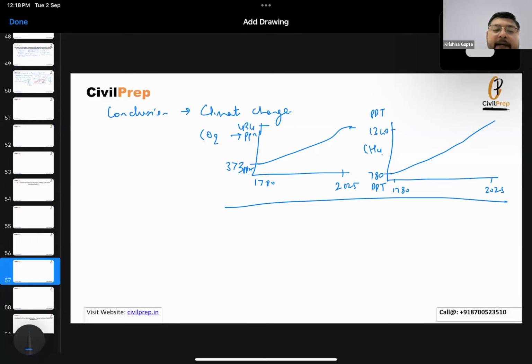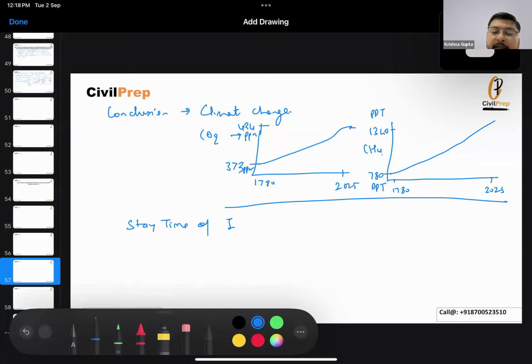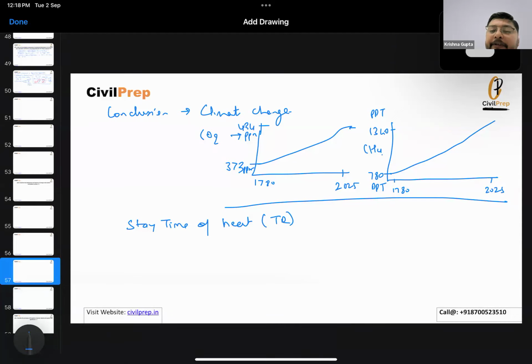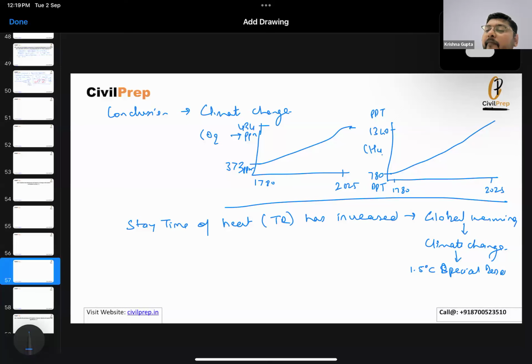Because of this phenomenon, the stay time of heat, that is terrestrial or outgoing radiation, has increased, resulting in global warming. This global warming is seen as an effect in the part of climate change, which has also been specified by the 1.5 degrees Celsius special report by the IPCC. Through this we can give the conclusion of what is happening in contemporary times and how it is changing the complete picture.